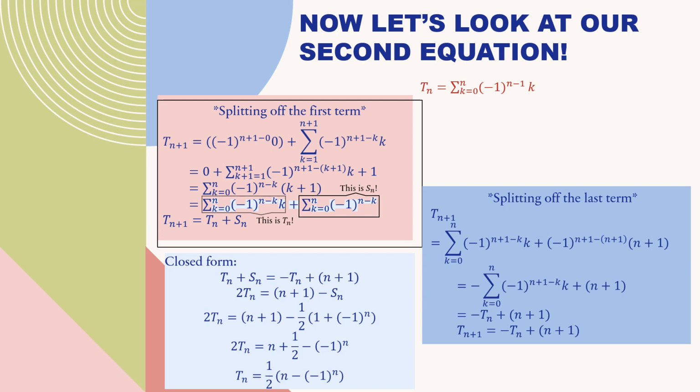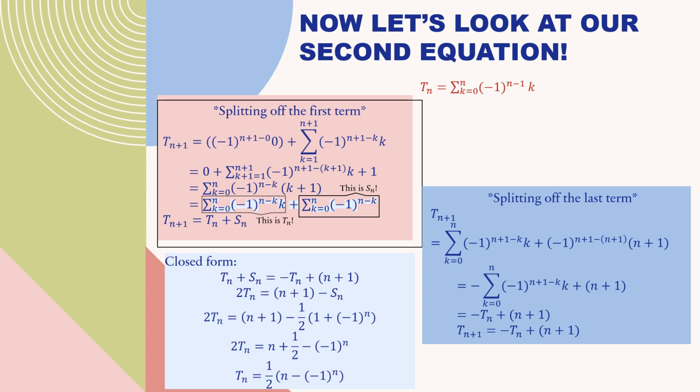And then we see that this is S sub n. So this is technically t sub n plus s sub n, which is really nice. I'm glad this wasn't that complicated. And then as we split off the last term, we have t sub n plus 1 is equal to all of this. And then we finally end up down here, and so t sub n plus 1 is equal to negative t sub n plus 1.